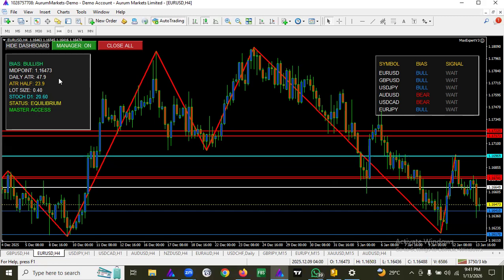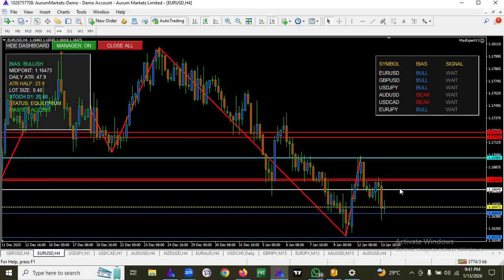Let me interject about the midpoint. I think the EA plots the midpoint. Am I right? On the chart, yes. It's on the chart. This is the midpoint for yesterday. You take a decision if it is above or below. This anchor is the opening price for the day. This white line is the opening price for the day.